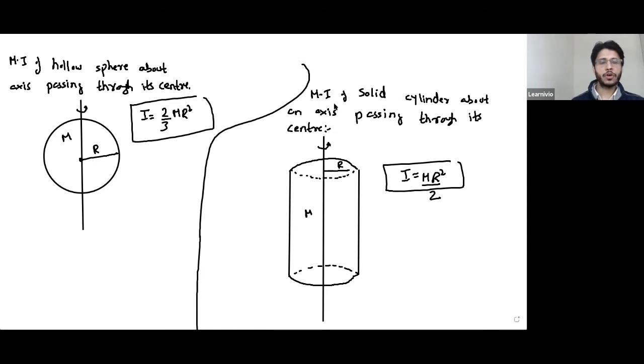But instead of hollow sphere, if you have a solid sphere, this is your solid sphere. And this is the axis which is passing through the center. Then for solid sphere, your moment of inertia comes out to be 2 by 5 mr square.